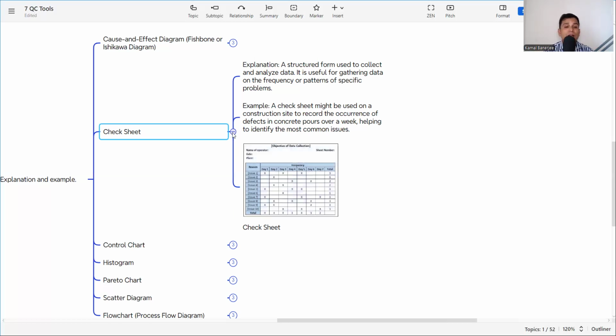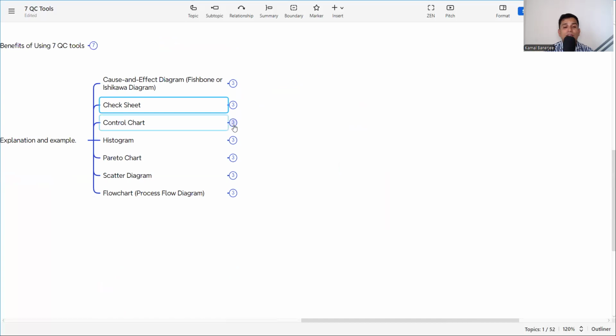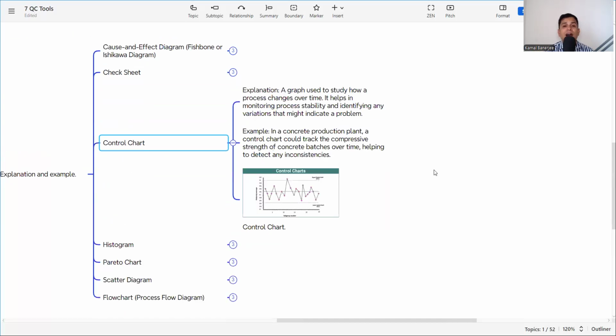The next is the control chart. What is a control chart? A control chart is a graph used to study how a process changes over time. It helps in monitoring process stability and identifying any variation that might indicate a problem. So over time we need to collect the data in a control chart, and we need to analyze that data, identifying any variation.